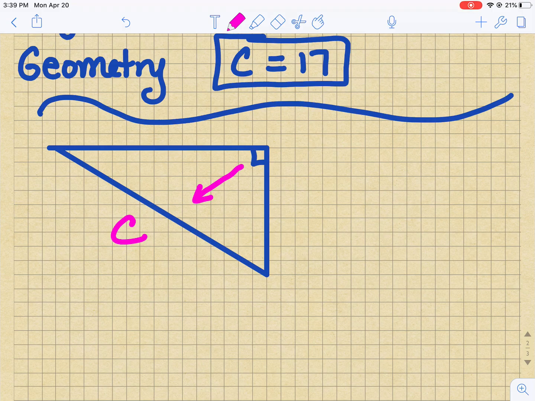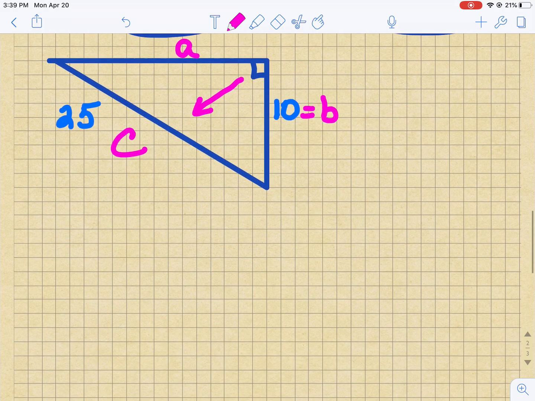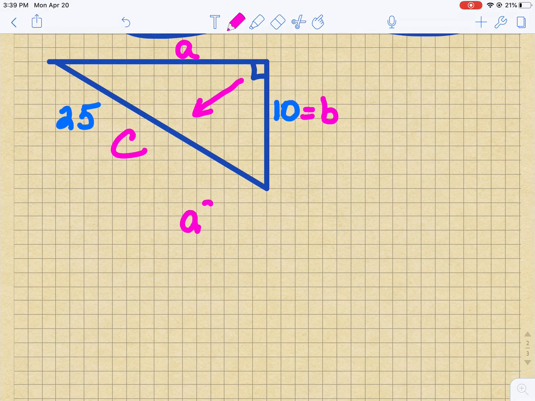Once I know my C, my A and B can come into play. Ooh, I forgot to put the numbers in here. So let me put the numbers that will be given to you. This side is 10. The long side is 25. And once I have those, now I'm just going to assign. So like I said, the hypotenuse is C, and A and B don't matter. So I'm just going to put A, B. The legs don't matter which is which. And so then I do A squared plus B squared equals C squared.